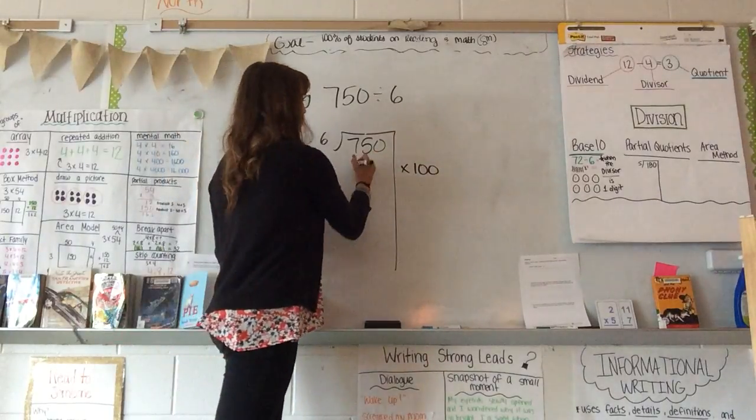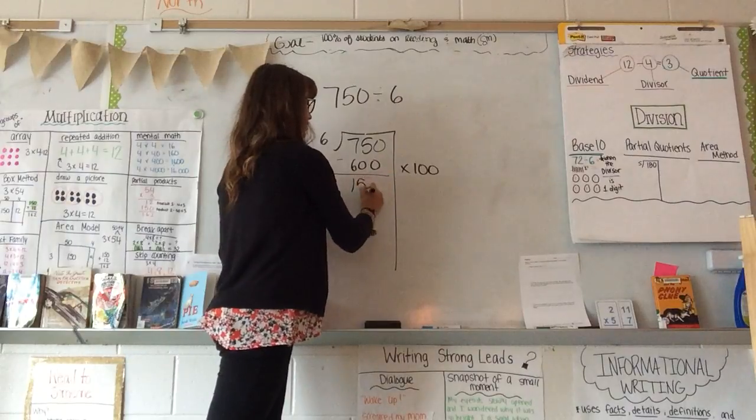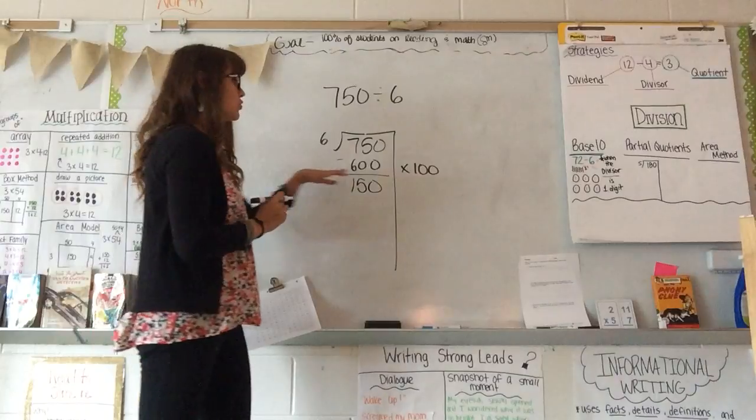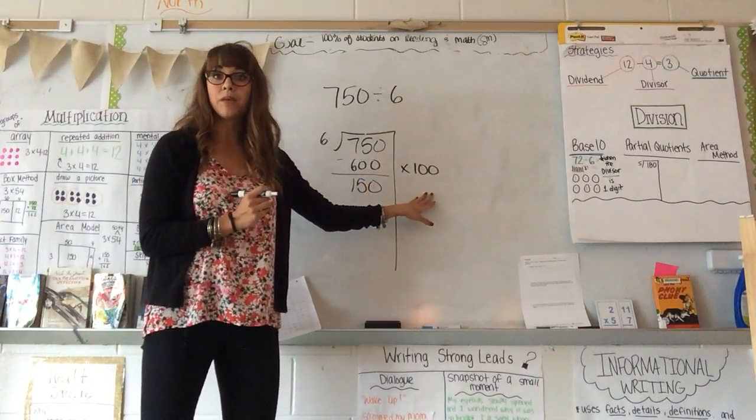And then I'm going to write my 600, and I'm going to subtract, and I'm going to end up with my 150 that I have left. It's very important for the students to write what they're doing over here. These are the partial quotients. This is what we're keeping track of.